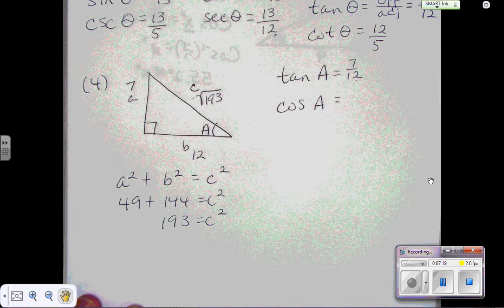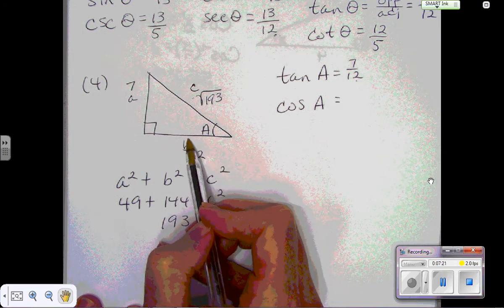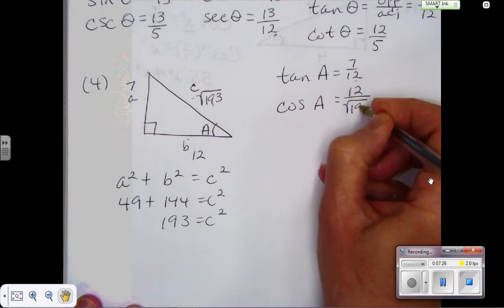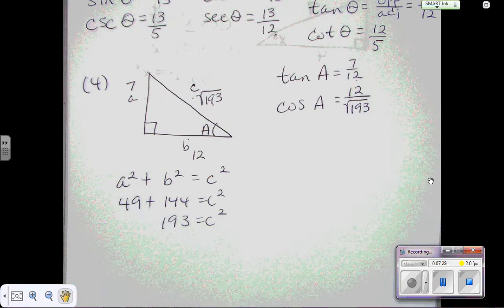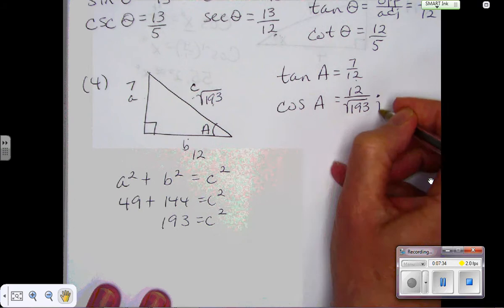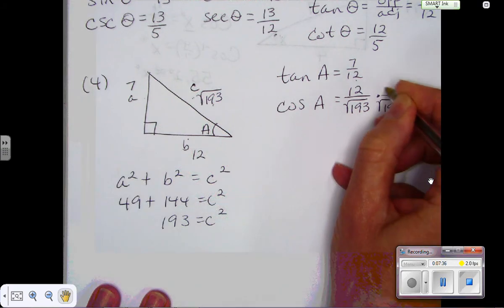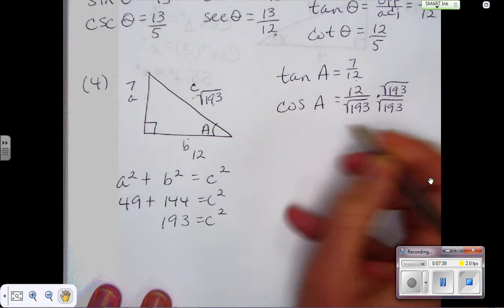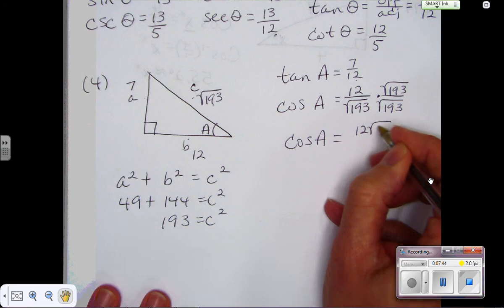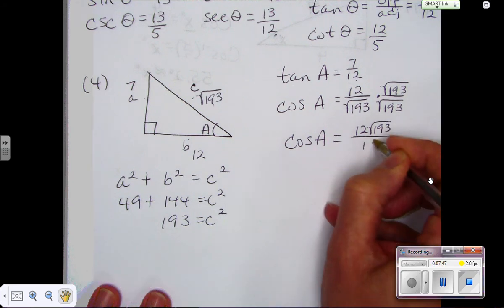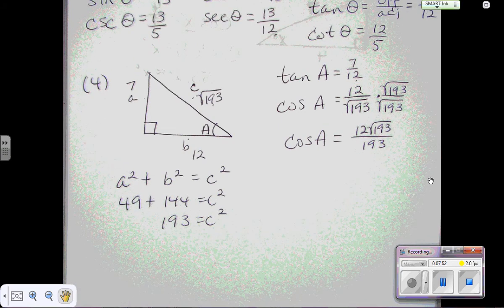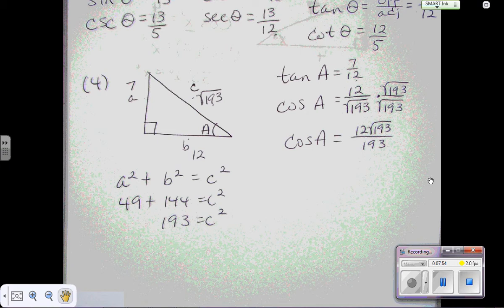Okay, so your cosine for angle A is the adjacent side over the hypotenuse. It's going to be 12 over square root of 193. And you can't leave that radical in the denominator. So I've got to rationalize it by multiplying top and bottom by the square root of 193. Okay, so after we simplify, cosine of A is 12 radical 193 over 193. And we're just going to leave it in that form. Don't change it to a decimal. Any questions?